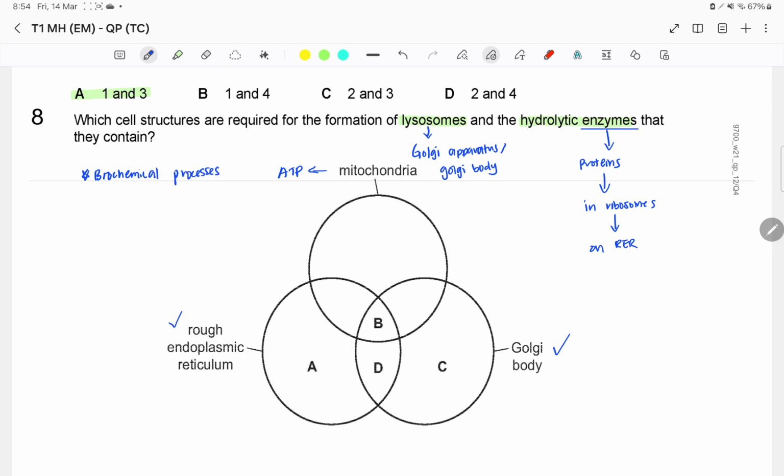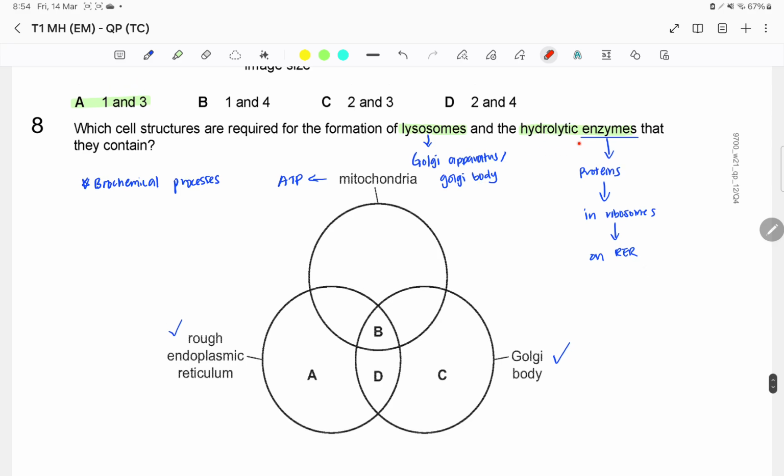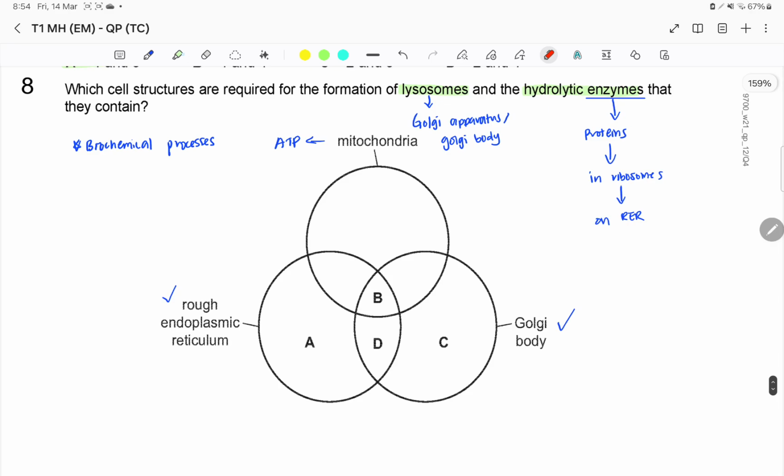In this case, we're also making proteins, right? This will need energy. We are going to be making lysosomes, right? This will need energy. So biochemical process is one example. Without energy, we will not be able to do any of these processes mentioned. That's why we have to include mitochondria, and that's why the correct answer is that we need all three of the organelles. So it should be B. So 8 is also B.